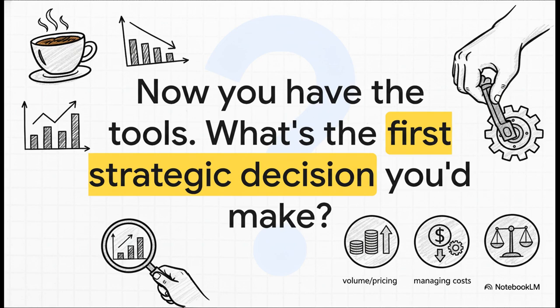If this was your coffee shop, what's the first strategic lever you'd pull? Would you try to drive more sales, maybe experiment with pricing, or would you go hunting for ways to lower your costs? This analysis doesn't just give you a number, it gives you the power to make a really smart decision.